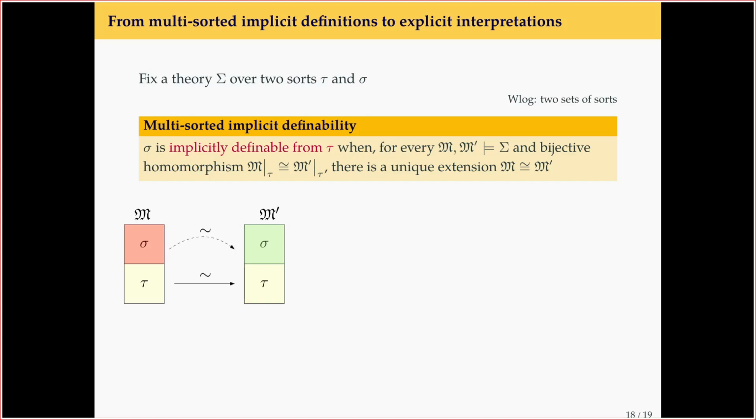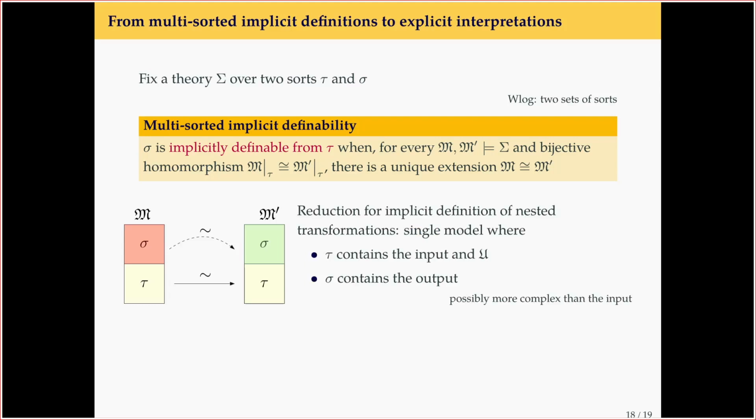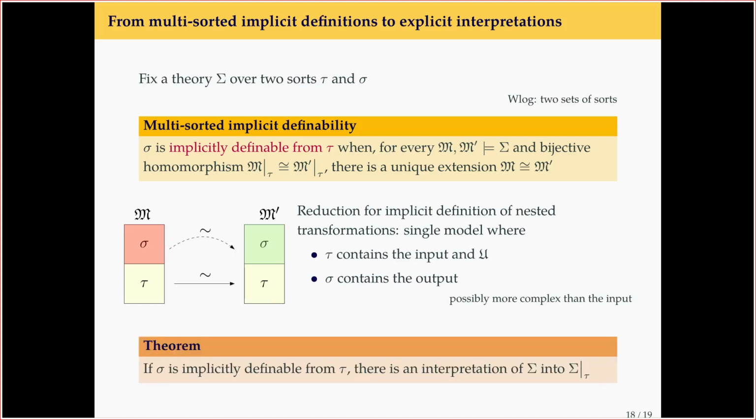With this result in hand, we may think about more general results about implicit definability in model theory. Given a two-sorted theory, we say that a sort tau implicitly defines a sort sigma if and only if partial isomorphisms only defined on the sort tau always lift uniquely to an isomorphism over both tau and sigma. To make our overall argument, we make a reduction turning an implicit definition of nested transformation to a multi-sorted theory where we think of tau as the input sort and sigma as the output sort. Then we use a general theorem turning implicit model theoretic definitions to interpretations, and those interpretations may be translated back to NRC, giving us our overall result.